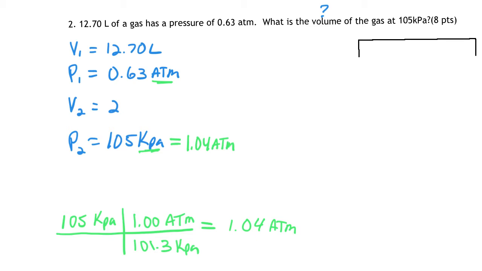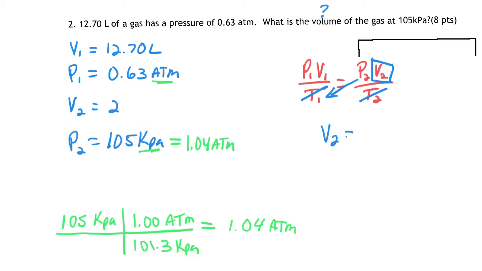Again, I'm going to use the combined gas law: P1 times V1 over T1 is equal to P2 V2 over T2. Now, I'm looking at my problem. I do not see that I've got any temperature at all, so I can cross that off. My unknown is V2, so I have to have that by itself. When I rearrange my formula, I'm going to end up with V2 is equal to P1 times V1 over P2. Now comes the easy part, substituting my numbers in.